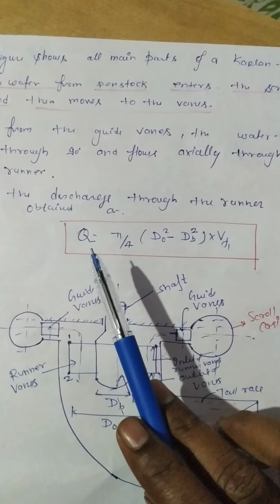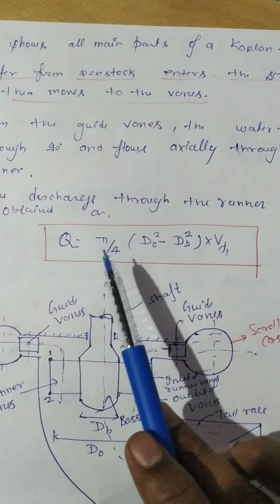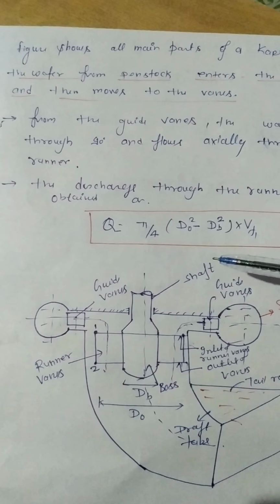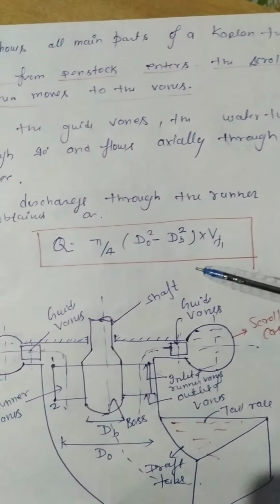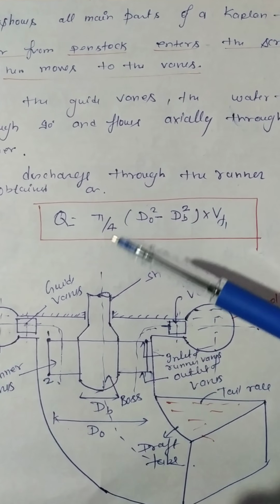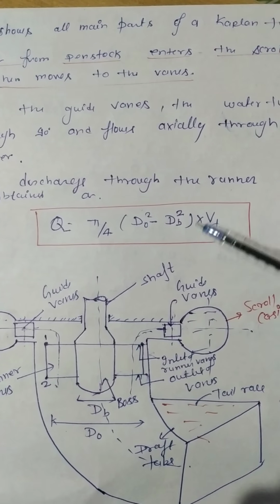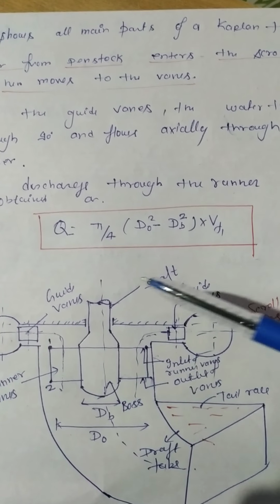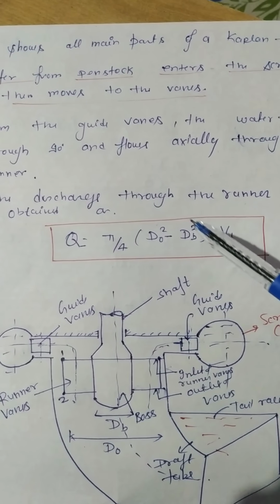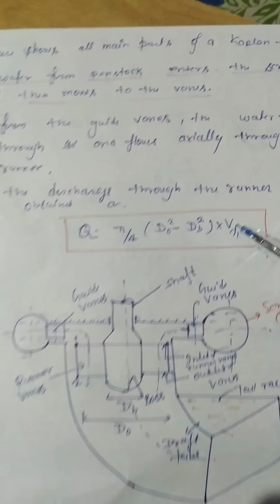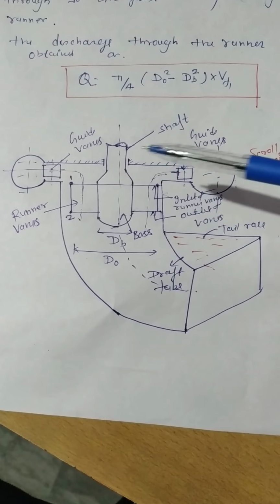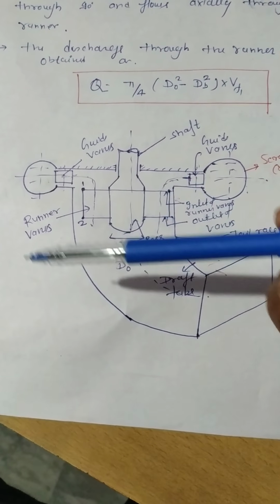Let us discuss the formula that we are having here, that is Q is equal to pi by 4 (dO square minus dB square) into Vf1, right? If you want the discharge through the runner, then we can obtain it by the formula Q is equal to pi by 4 (dO square minus dB square) into Vf1. As we know, Q is equal to A into V. Here this is the area, right? And this is the velocity of flow.